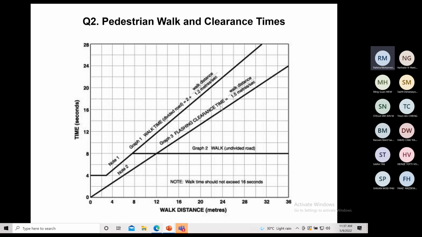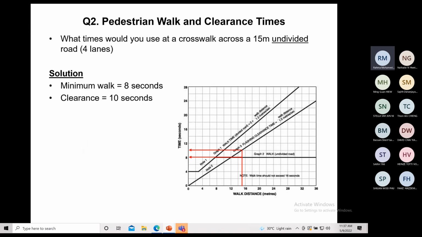Okay, so to calculate the time pedestrians take to cross the road, you have to add the walk time and flashing clearance time. Starting with question number 1, we assume that the pedestrian crosses a 15-meter undivided road. So it's an undivided road, and we first have to calculate the walk time. You go to the graph for walk time for 15, and it's 8 seconds. So they will have a minimum walk time of 8 seconds.